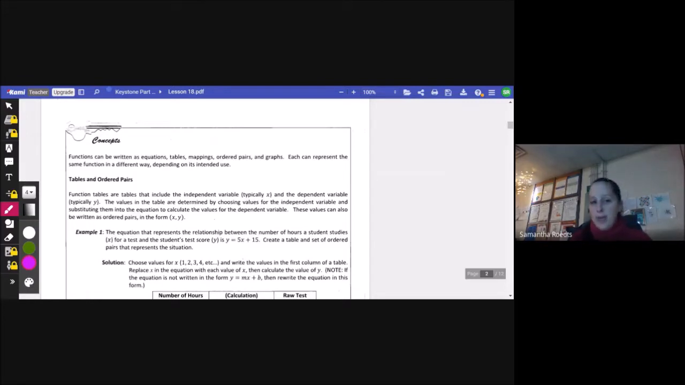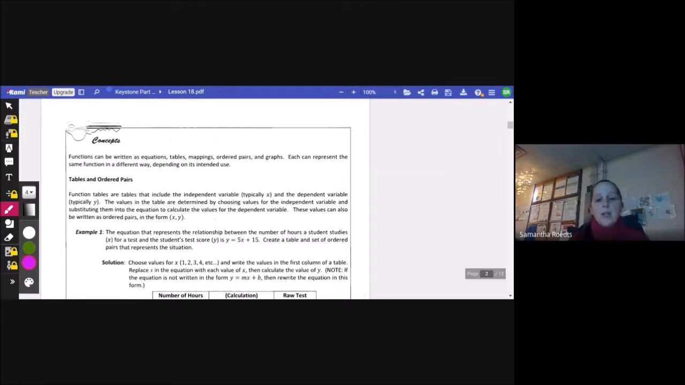So tables and ordered pairs. Function tables are tables that include the independent variable, usually x, and the dependent variable, usually y. The values in the table are determined by choosing values for the independent variable and substituting them into the equation to calculate the values for the dependent variable. These values can also be written as ordered pairs in the form (x, y).